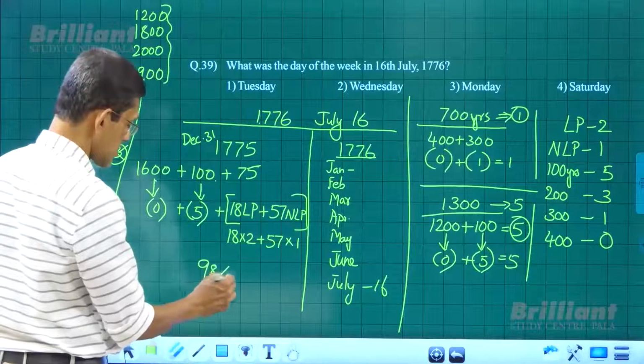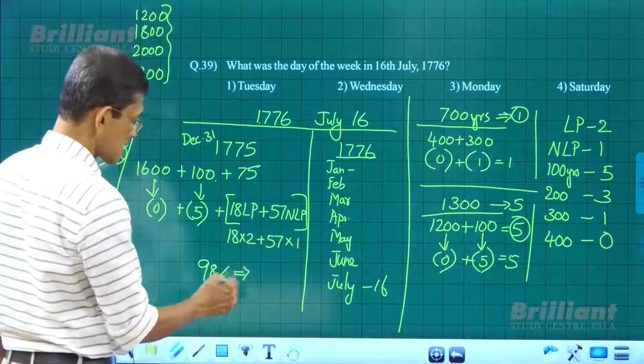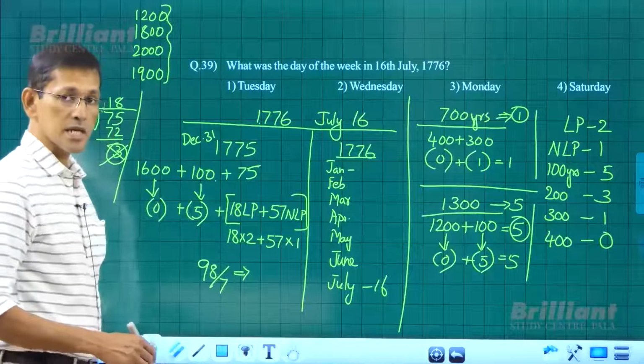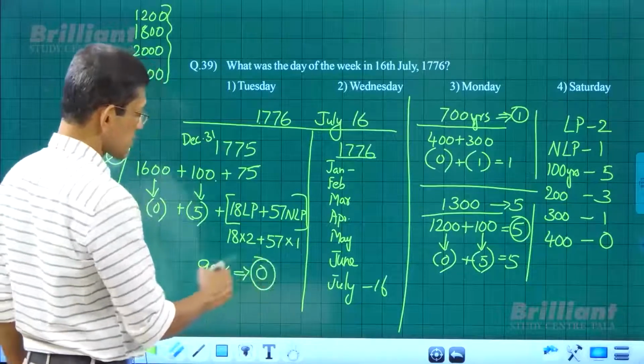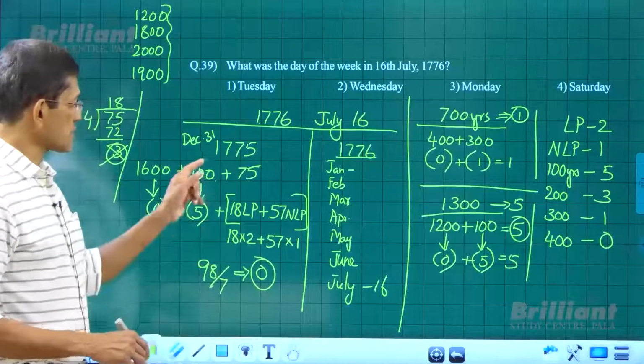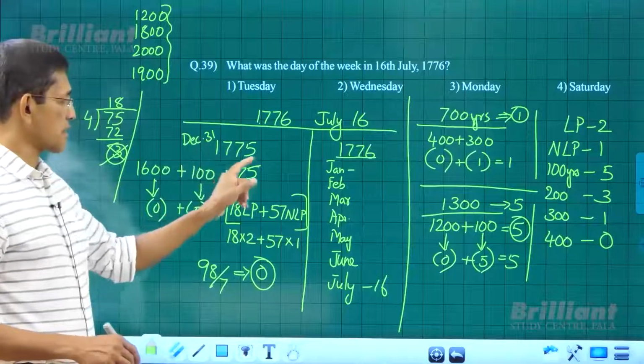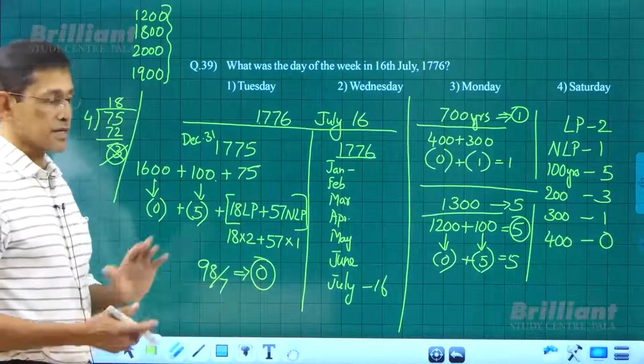So 98 divided by 7, what remainder do you get? 98 is a multiple of 7, so the remainder is 0. So for 1775 years, we have 0 odd days.